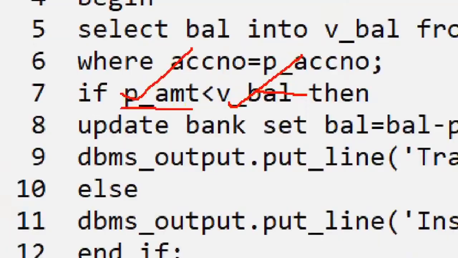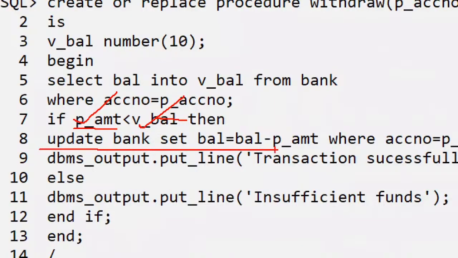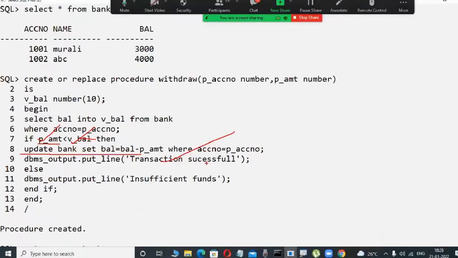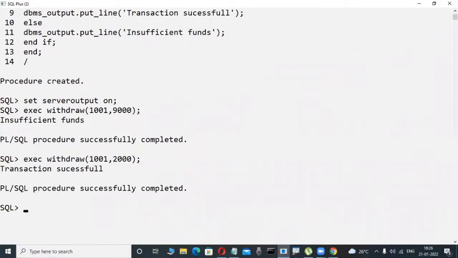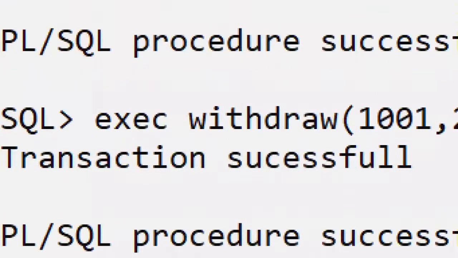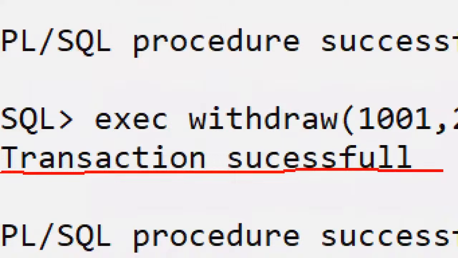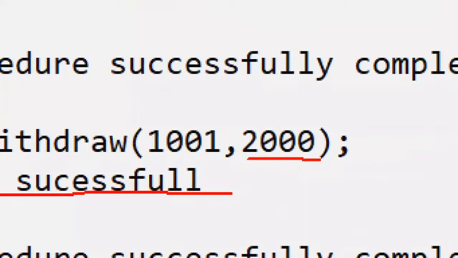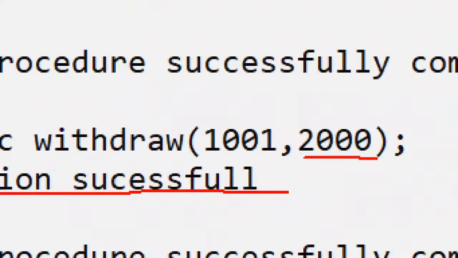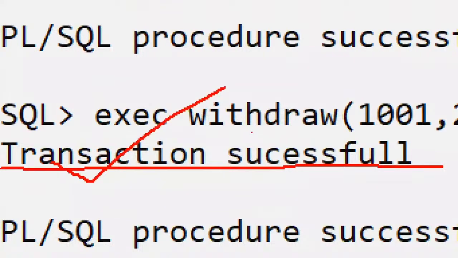I am updating the bank table only. Bank updating means modifying that one. The transaction is successful. Now really correct. Whenever I'm executing, I want "transaction successful" to be displayed automatically. Maybe you try to withdraw 2,000 rupees from 3,000 rupees. Yes, maybe possible or not, transaction is successful.